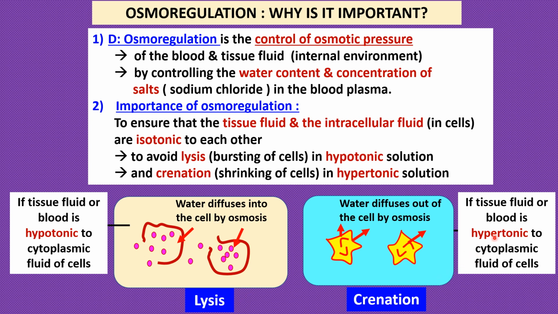Now, on the other hand, if a person doesn't drink enough water or eats a lot of salt, then his tissue fluid or blood will become hypertonic to the cytoplasmic fluid of the cells. Again, if the kidneys are not functioning, after some time, the water will diffuse out from the cells into the hypertonic solution surrounding the cells. And the cells will shrink and undergo crenation. This can also cause the death of cells. So that's why osmoregulation is important, to maintain the blood osmotic pressure in its normal range, so that the tissue fluid and the intracellular fluid are always isotonic to each other.